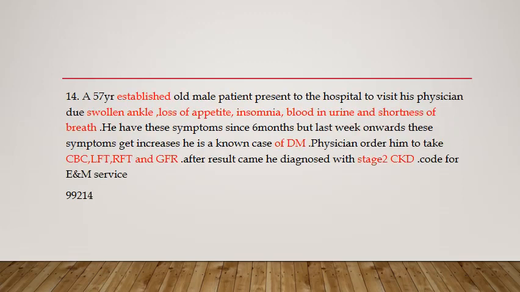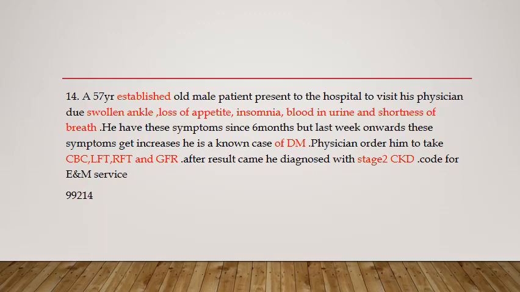A 57-year-old established male patient presents to the office to visit his physician due to swollen ankle, loss of appetite, insomnia, blood in urine, shortness of breath. So an established patient comes to visit his physician with many minor problems like a swollen ankle, loss of appetite, insomnia, blood in urine, shortness of breath, etc. Okay, he has had these symptoms for 6 months, but from last week onwards these symptoms have increased. Here is a known case of diabetes mellitus. DM means diabetes mellitus. Then the physician orders him to take CBC, LFT, RFT and GFR. After the results came, he was diagnosed with stage 2 CKD.